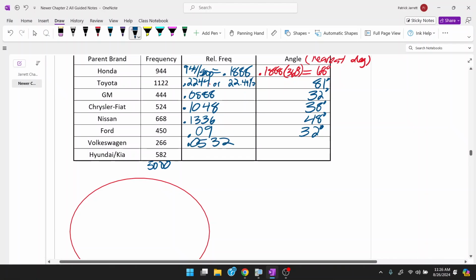And Hyundai and Kia. Let's see here, 19 and then 42 degrees. Now, if you add up all the angles, it may or may not add to 360. So 68 degrees, I could start here. See, this is going to be a terrible looking pie chart. So 68 degrees for Honda.